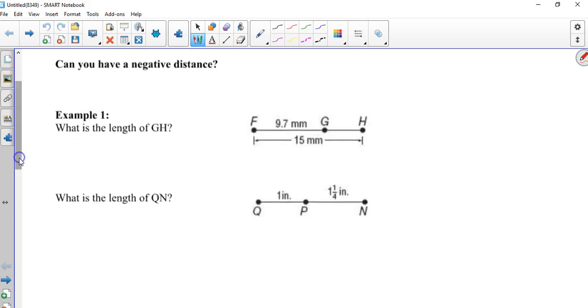So, let's get into example 1. What is the length of GH? Well, the entire length of FH is 15 millimeters. This section right here is 9.7 millimeters, and we're trying to find out the measurement of this section right here. What's left? So we simply take 15 minus 9.7. Okay? You can even do it in your head. 10.7, 11, 12, 13, 14.7, 0.3 millimeters.